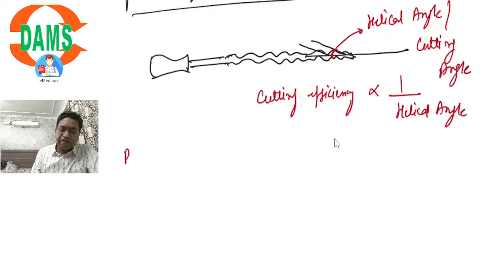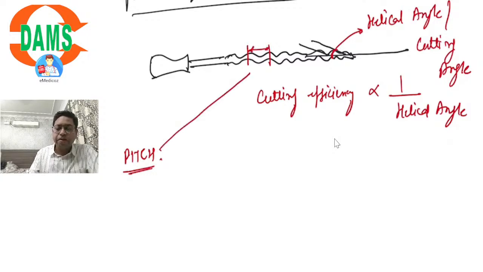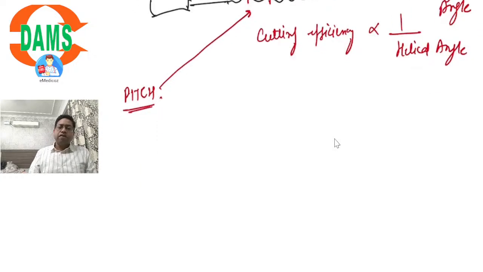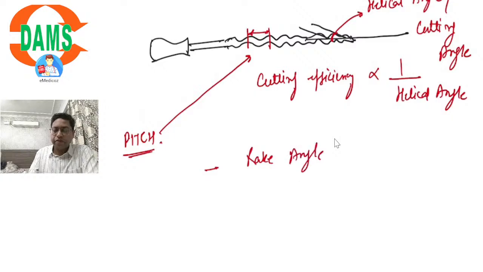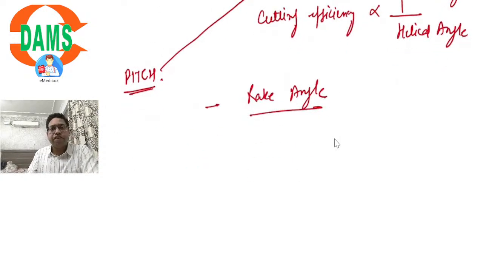Okay. Second characteristic is pitch. We already know number of twists per unit length, or distance between two successive blade edges. This is called pitch of the instrument. So definitely pitch is high, greater for reamers because they are loose instruments, and it is less for the files. So this is the pitch of the instrument, helical angle or cutting angle, and pitch of the instruments. Another thing is the rake angle. Rake angle of the instrument.